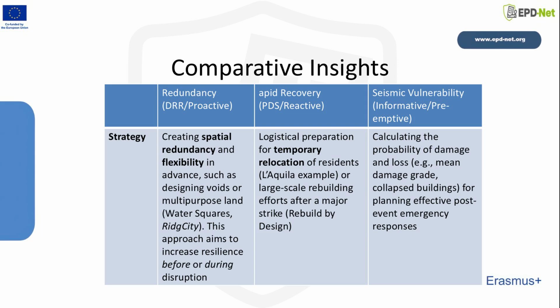This crucial scientific analysis must directly inform proactive design strategies, exemplified by creating spatial redundancy and flexibility in advance, such as designing multi-purpose land or voids like water squares in Rotterdam or the unused landscape incorporated into Ridge City in western Sydney. These spatial planning interventions aim to increase resilience before or during disruption by accommodating sudden impacts like floods or fires.